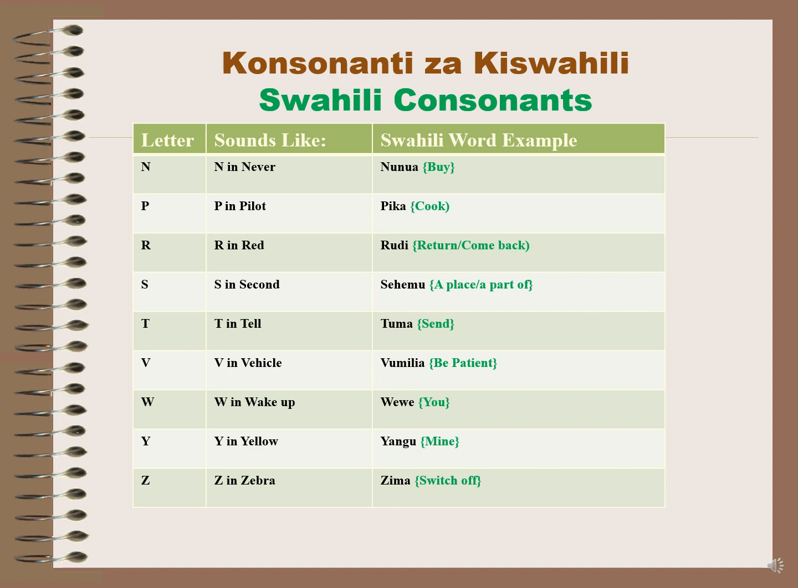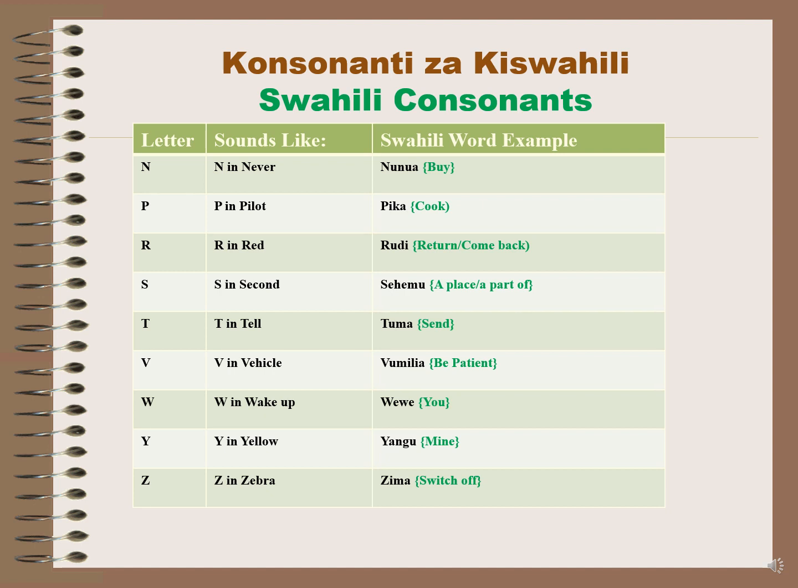Te sounds like T in tail in English, and the Swahili example is tuma. Tuma means send. Ve or V in English stands for the English word vehicle. In Swahili, we have the word vumilia, meaning be patient. We or W in wake up. In Swahili, we have wewe, meaning you.